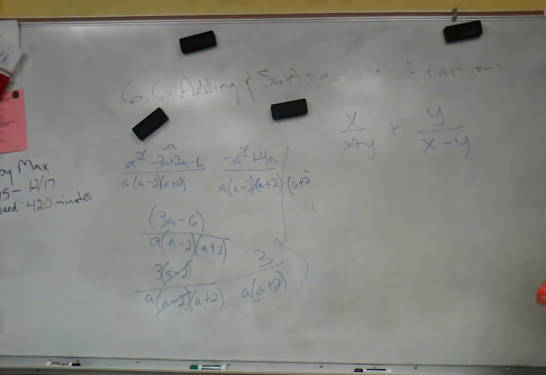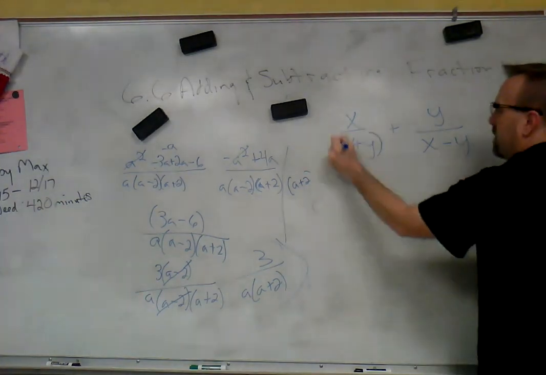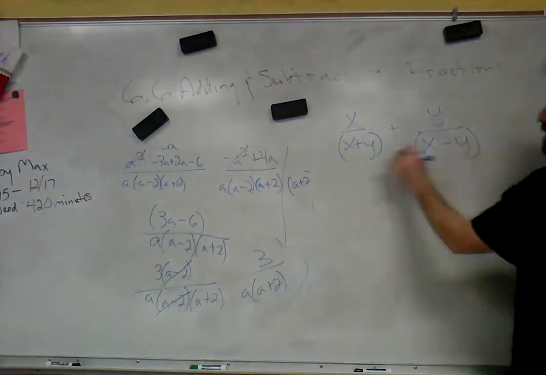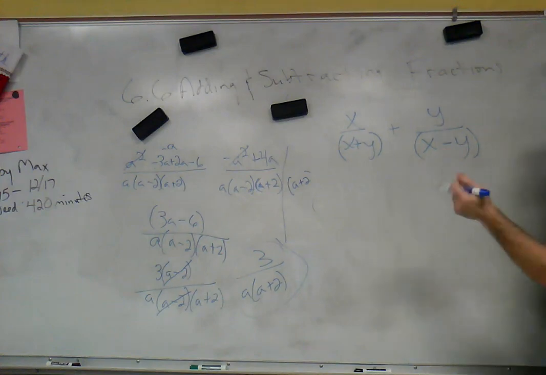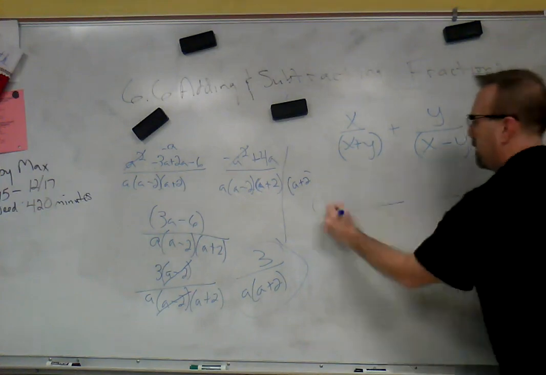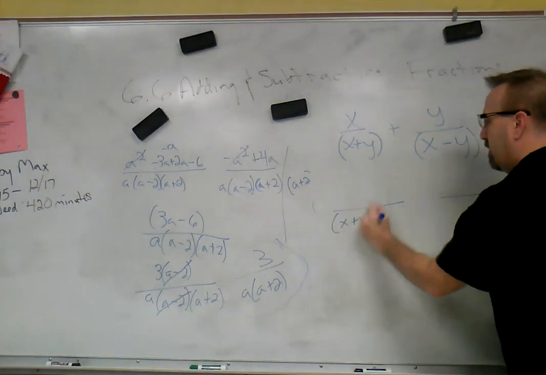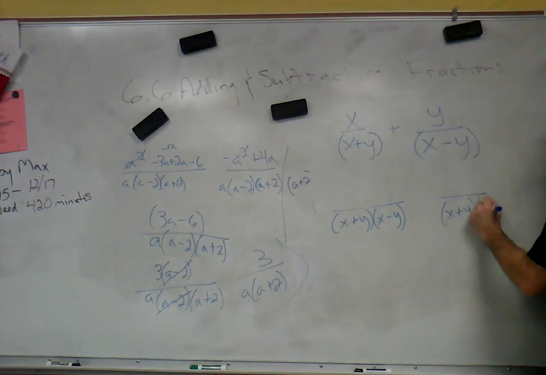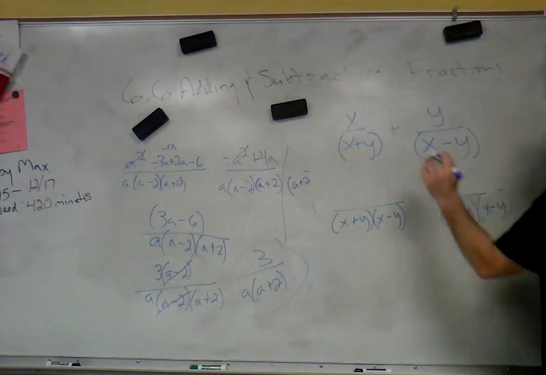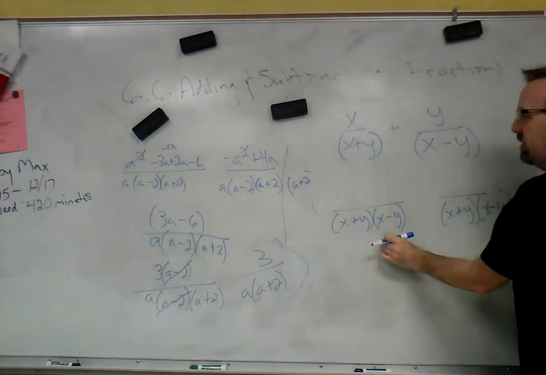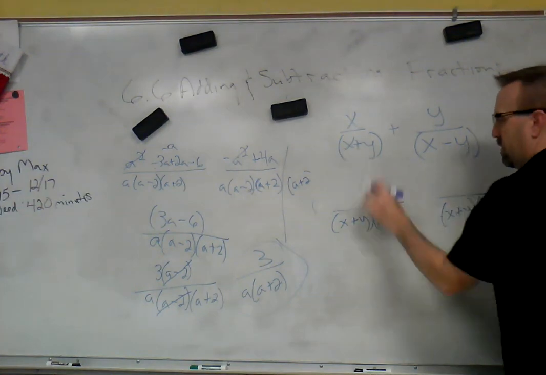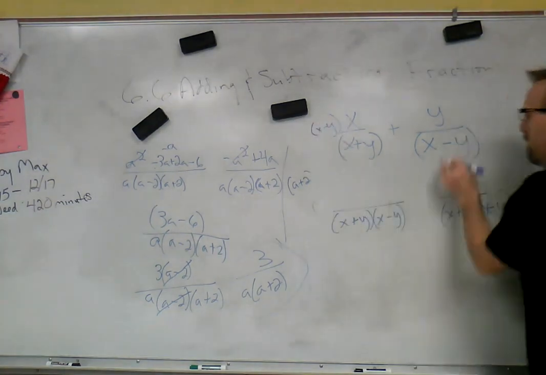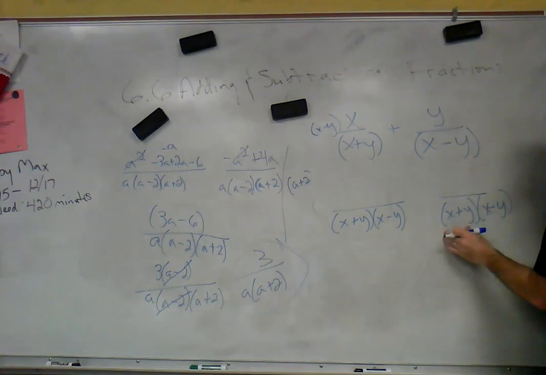So this one, we have x over x plus y, parentheses, y over y minus y. These are completely different factors, yes? So we need both of them for our denominator. So what does this one need in order to look like this? So we have x plus y, so we need x minus y. This one has x minus y, so we need x plus y.